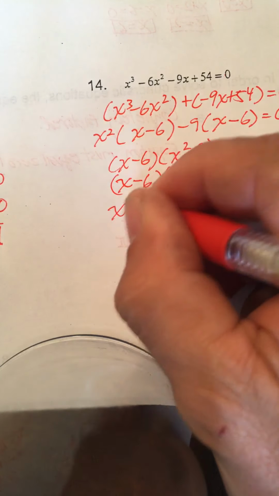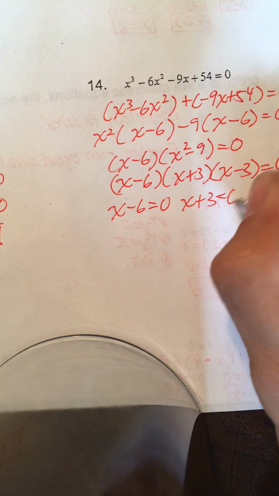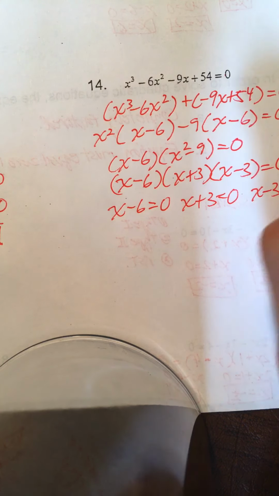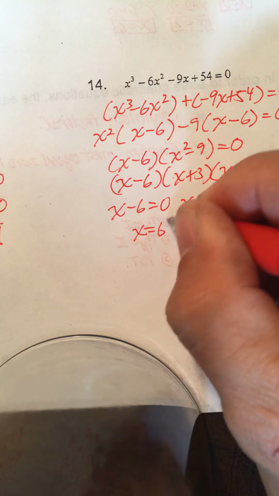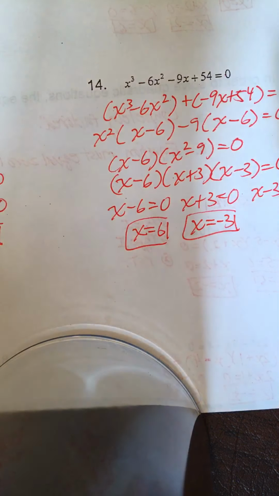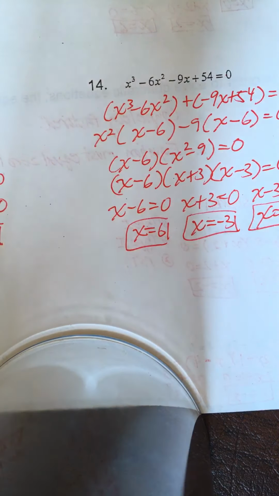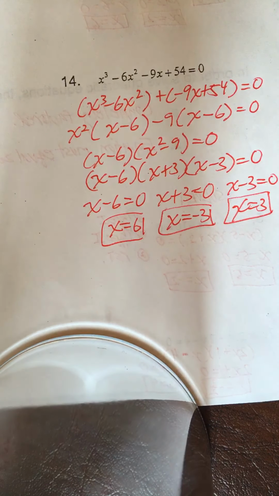And now I can set those three factors equal to 0. And I get x equals 6 by adding 6 to both sides, x equals negative 3 by subtracting 3 from both sides, and x equals positive 3. Okay, and there it is.